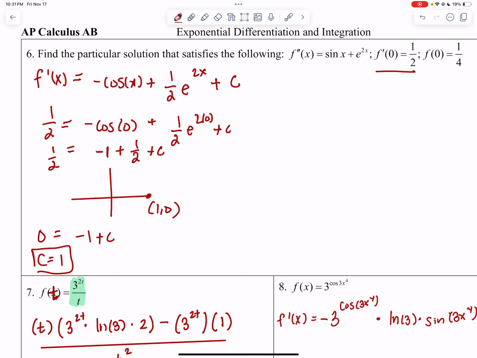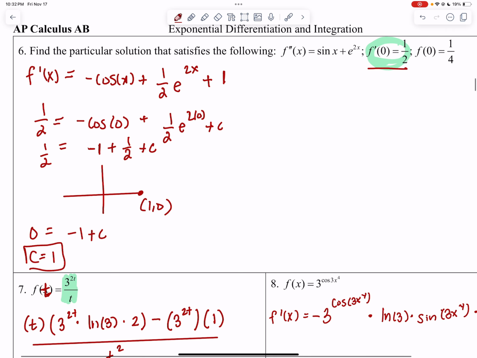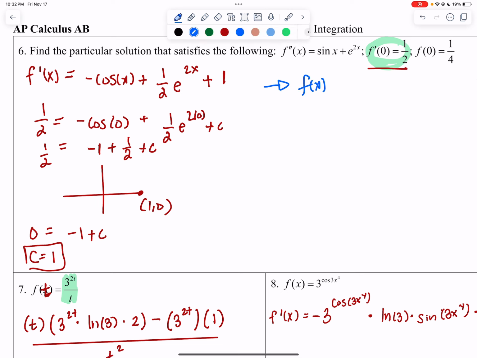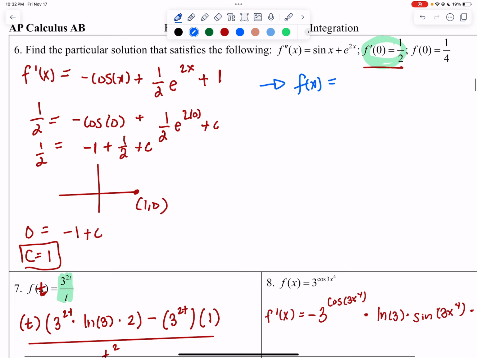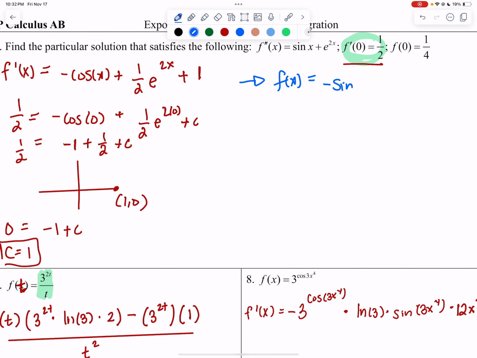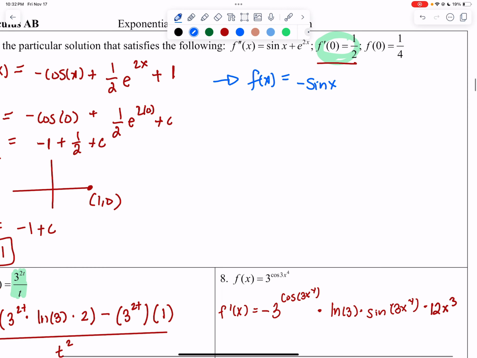So this means that my c value here to satisfy this part is 1. So now I have that lovely thing plus 1. And then if I were to take the antiderivative of that again, the antiderivative of negative cosine is going to be negative sine. And then the antiderivative of 1/2 e to the 2x is going to be 1/4 e to the 2x plus c.